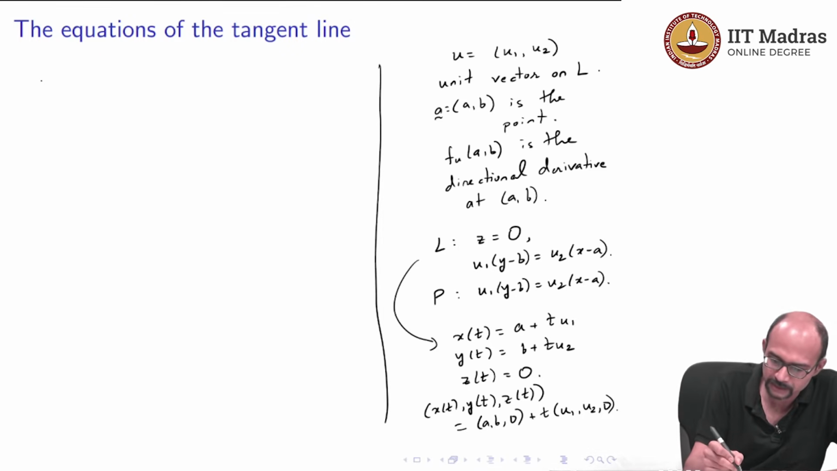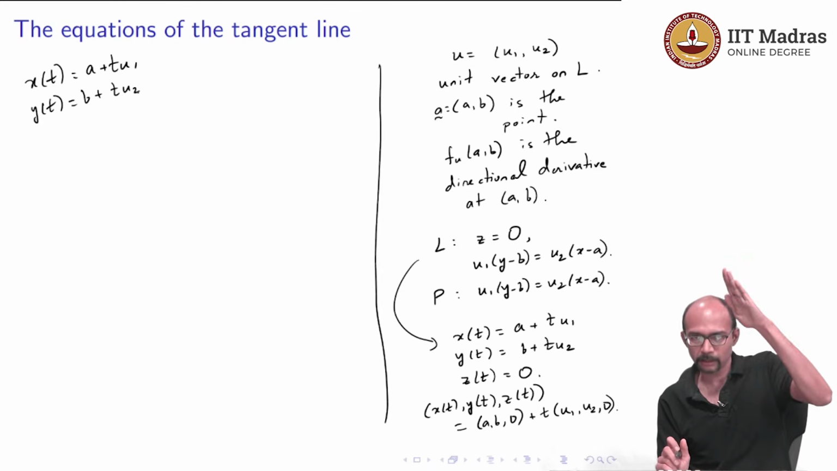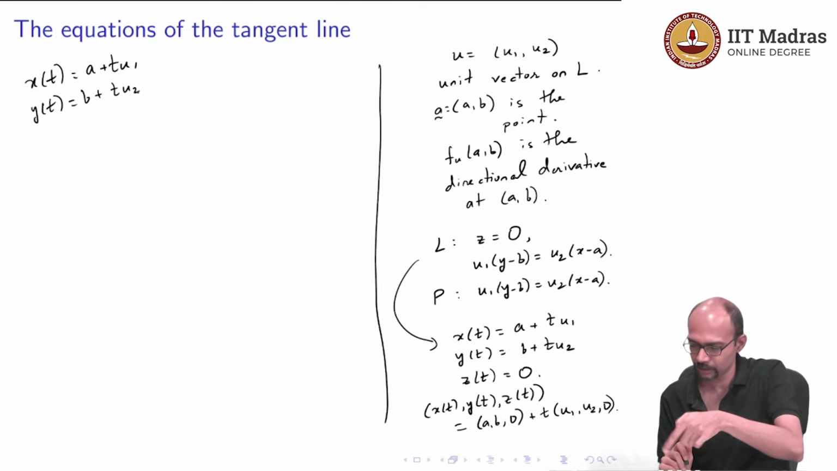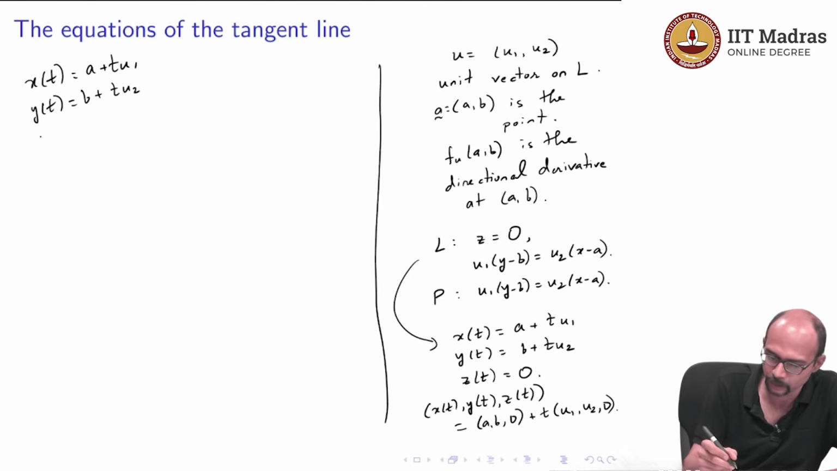So, just to put that in perspective, what that means is that the parametric equations will be given by x(t) = a + t u1, y(t) = b + t u2. This you expect, because when you project the tangent line down, you will get this line L, and we have written down the parametric equations for that.